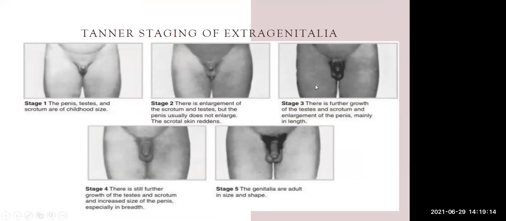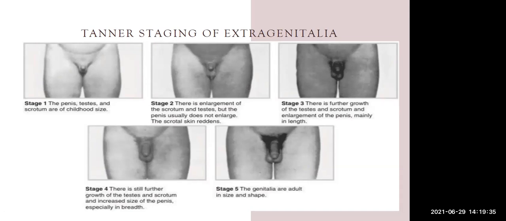And stage 3, there is further growth of the testis and the scrotum and enlargement of the penis, mainly in length. And then stage 4, there is still further growth of the testis and the scrotum and increase in the size of the penis, especially the breadth. And then stage 5, the genitalia are in adult shape and size.